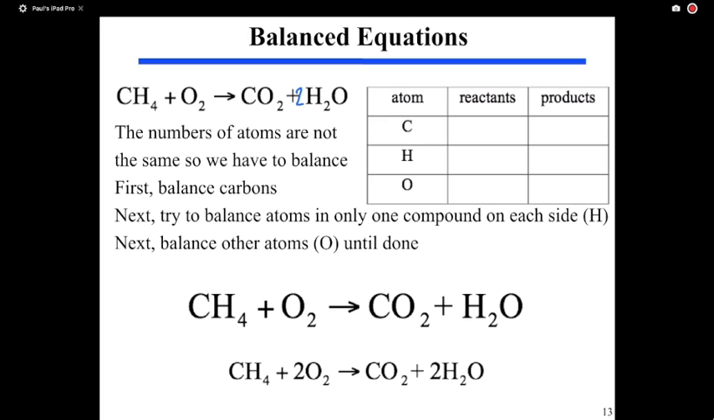When I put a 2 in front of the hydrogen, what do I also affect? The oxygen. Okay? On this side, how many oxygens do I have? On this side, how many oxygens right here? 2. Plus how many right here? Another 2. 2 plus 2 is 4. I got 4 oxygens over here. How do I make that 4? Put a 2 there. Okay?